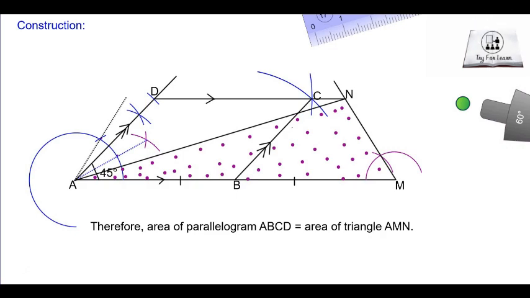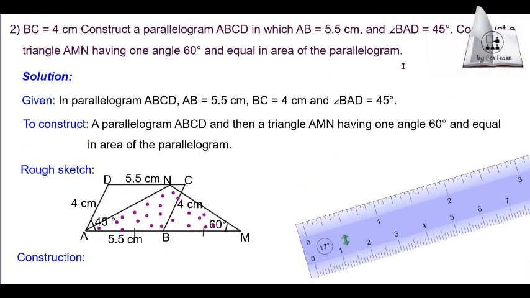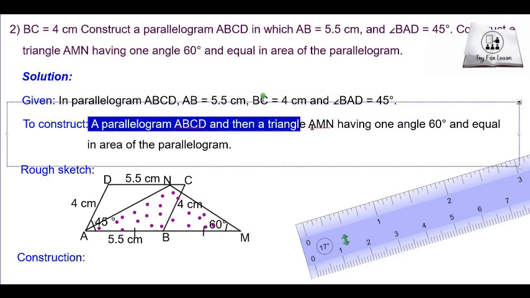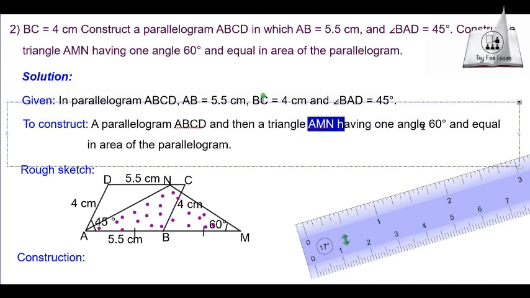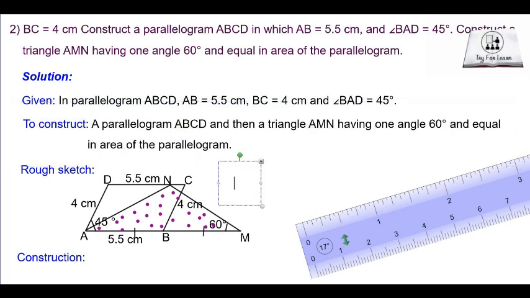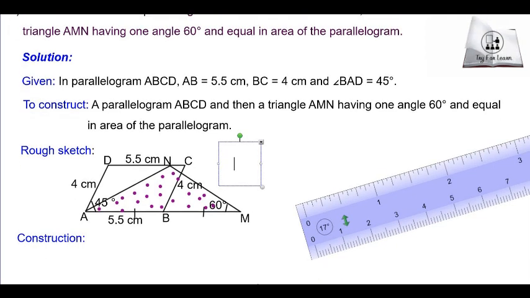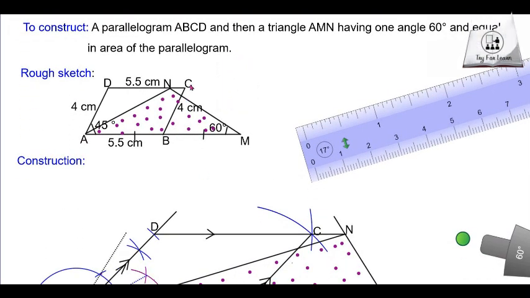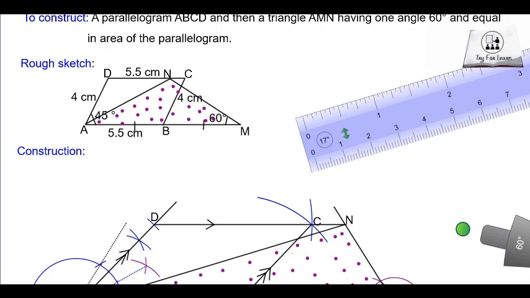Finally, let me describe what we did here. First of all, here you have to write what is given in the question. We need to construct parallelogram ABCD, and also we need to construct triangle AMN having one angle 60 degrees whose area is equal to the area of the parallelogram. For this, we have drawn a rough sketch. Parallelogram ABCD is drawn, and also triangle AMN is drawn where one angle is 60 degrees. In the rough sketch we have to write the sides, lengths of sides, and angles.